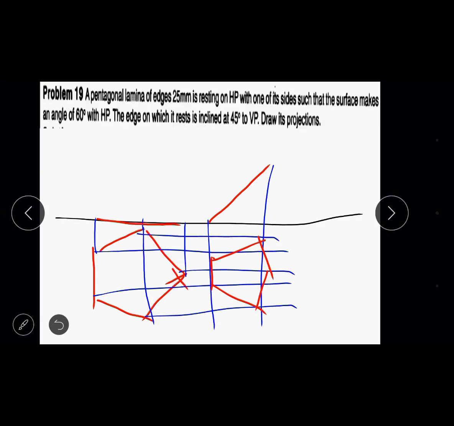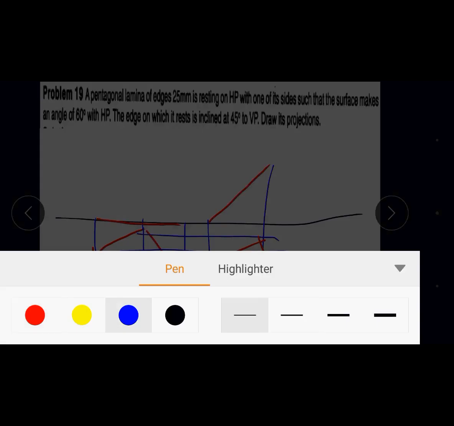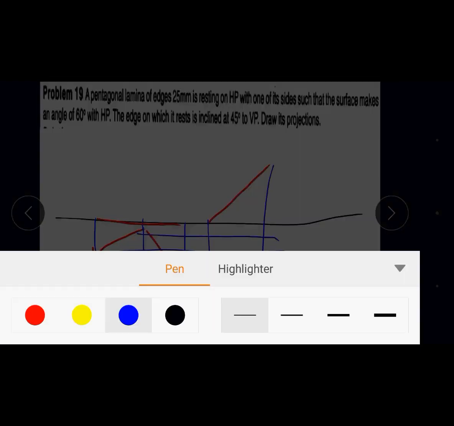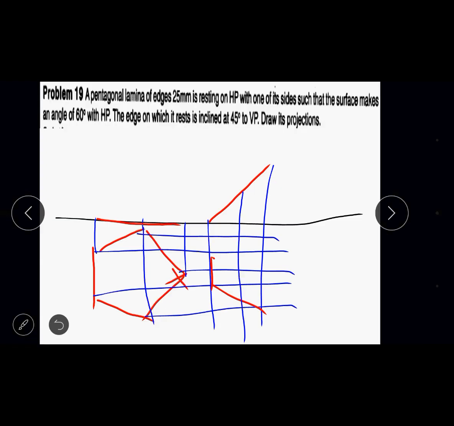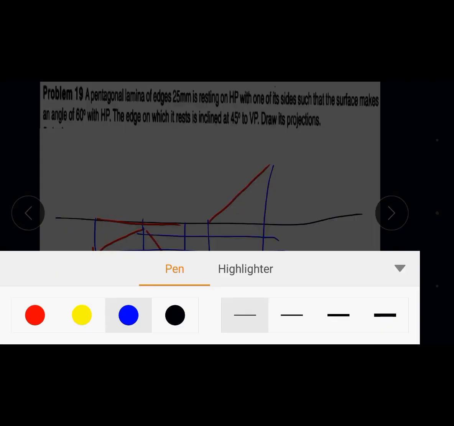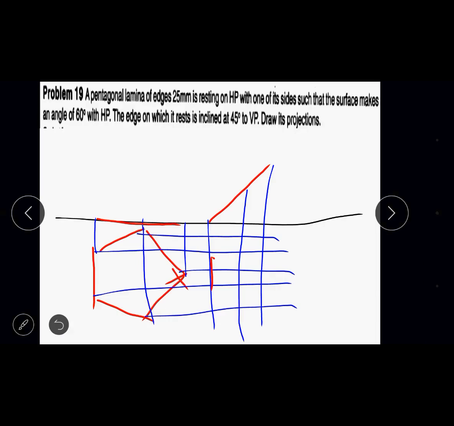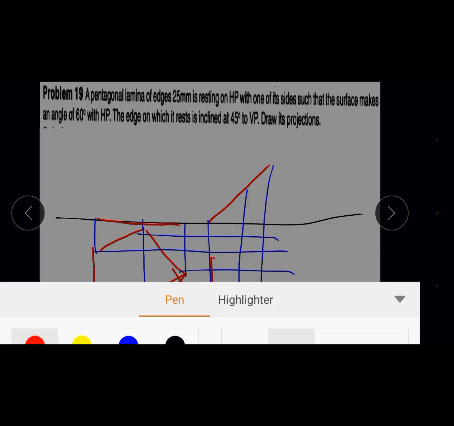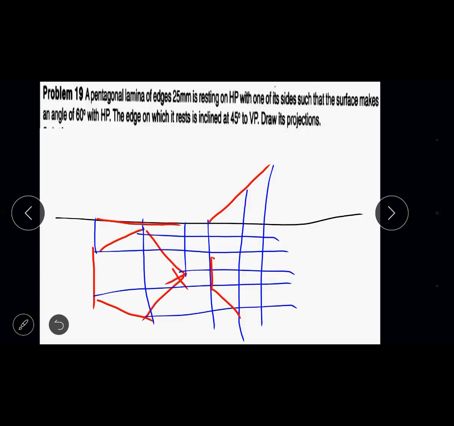Sorry, one more line, there should be one more line over here. Oh, one more line is needed. So one more projection line from here. Then with the help of this we can get the pentagon. The pentagon will be like this. So this is the irregular shape pentagon.